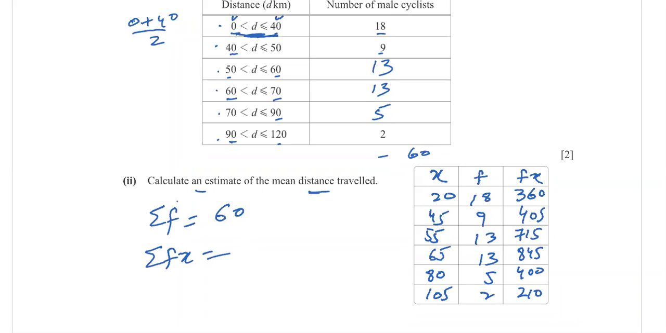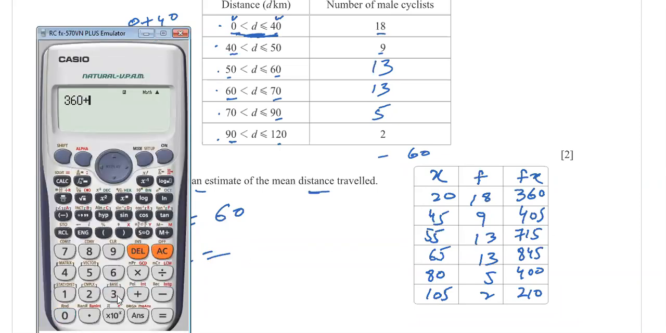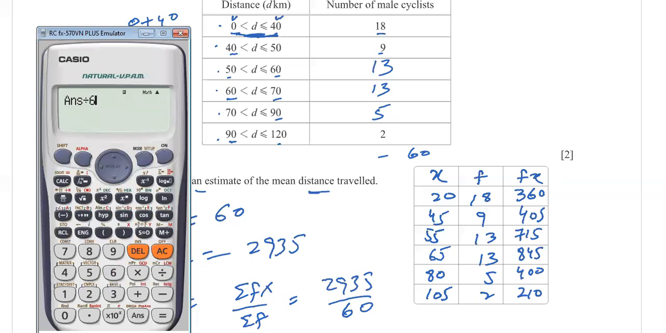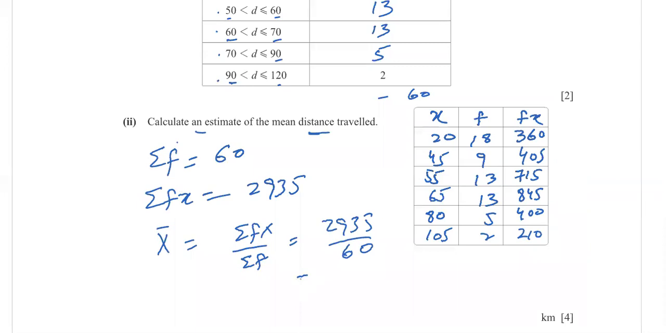Sigma fx I need. For sigma fx, I will add all these fx: 360 plus 405 plus 715 plus 845 plus 400 plus 210. That is 2935. So the mean will be sigma fx over sigma f, so 2935 divided by 60. If I divide it by 60, that will give me 48.916, which to three significant figures will be 48.9. So that is the mean of this one. Okay.